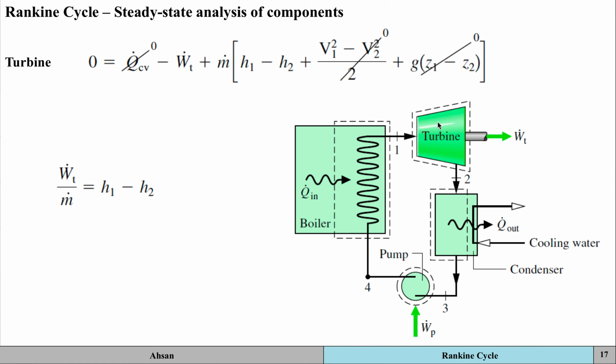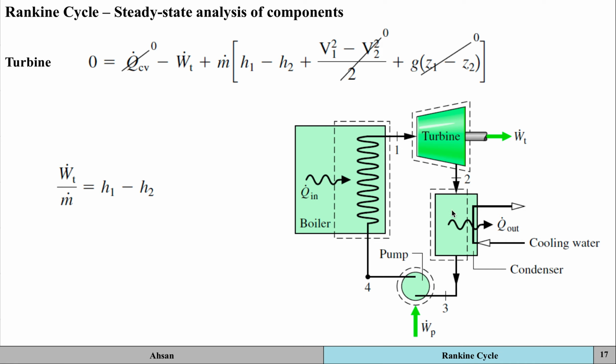So let's just look at this turbine first. You've got vapor that is coming from the boiler at state 1 at a higher temperature and pressure, and then that expands through the turbine to produce work, and then it is discharged to the condenser at state 2, which is at a lower pressure.